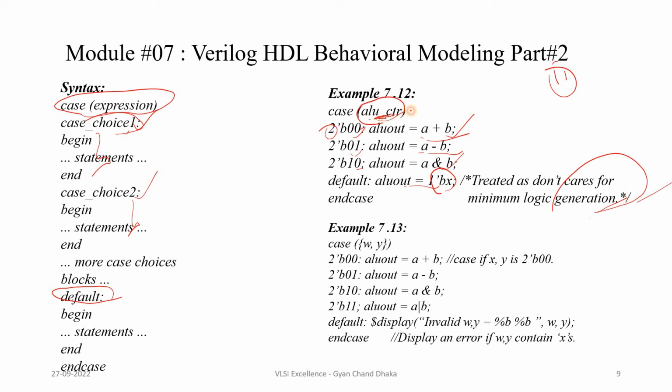Here ALU control is one signal of 2 bits. We can also use multiple signals in the expression. If you see here, we have W and Y variables. So guys, I hope both types of case statement examples are clear.